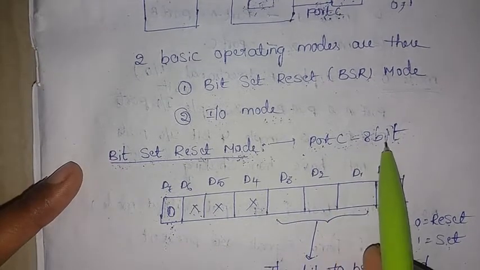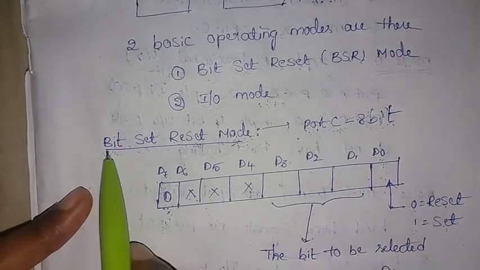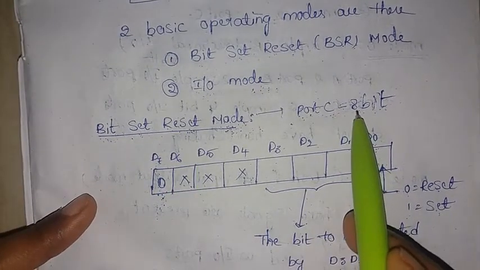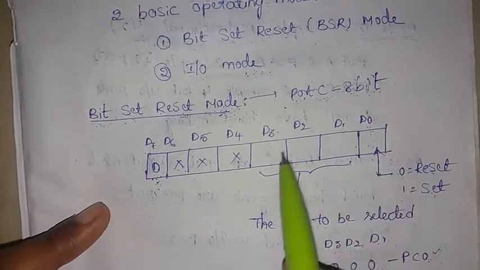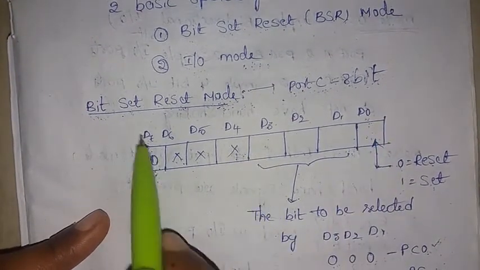The port C size is 8 bit. So 8 bits are available in port C, but only one bit can be set and reset. So in order to select one bit among 8 bits, we need 3 bits. This is the control word format for BSR mode.